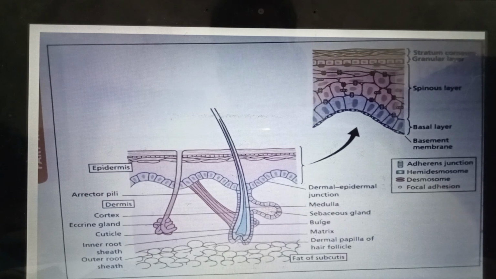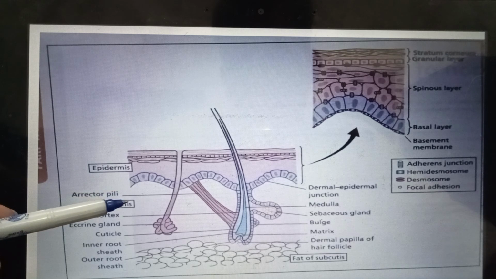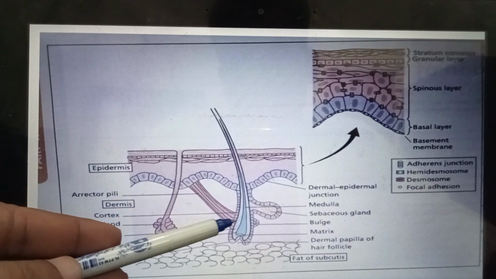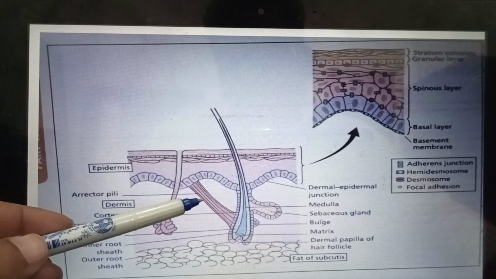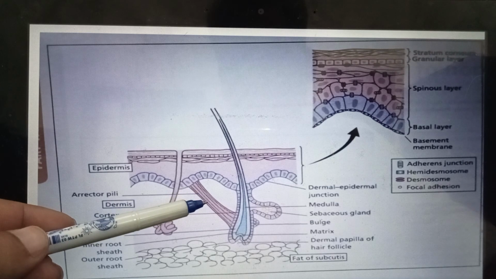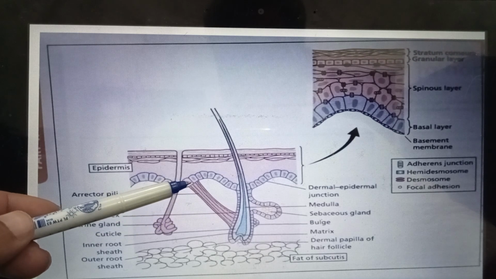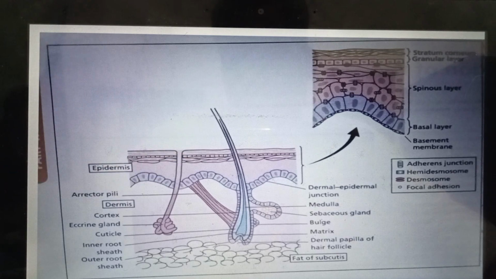Now I will discuss another layer, that is the dermis. The layer below the epidermis is the dermis. This is the dermis area. Within the dermis, first you will find the erector pili muscles. These are oblique muscles. These are attached between the basal cell, or you may say the basement membrane zone area, and the base of the follicle. The function of the erector pili muscle is to move the hair.